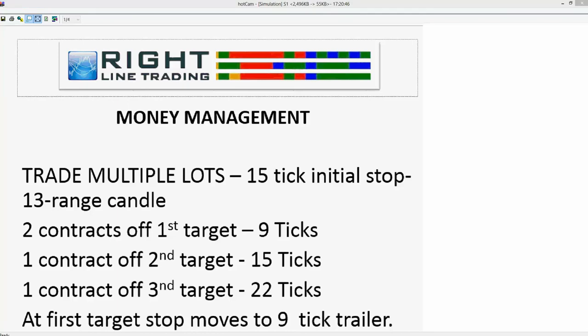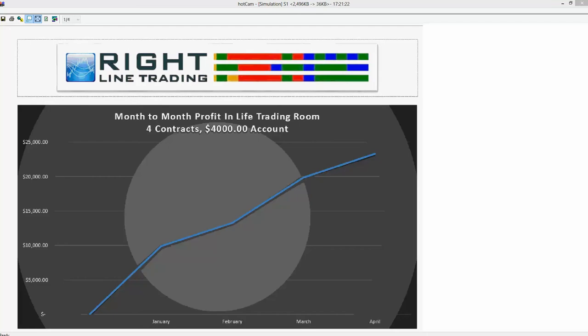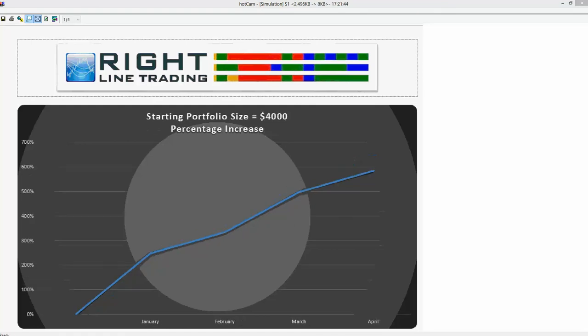Now, we have to update these charts, but from the month of January through April, if you started with 4 contracts on a $4,000 account, you'd be closing in on $25,000 of net profit. And we post the profit every day. We're behind a couple of days, but that's just because we've been really focused on the auto and getting the Forex Auto Trader up. Percentage increase is closing in on 600%.